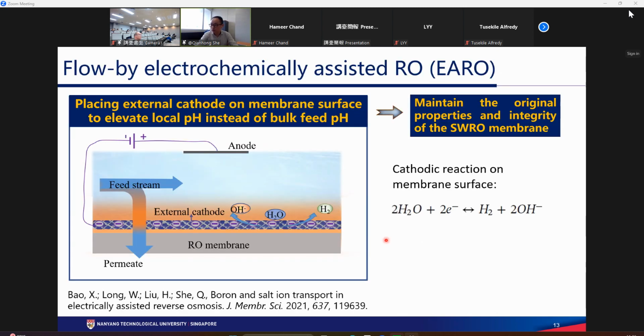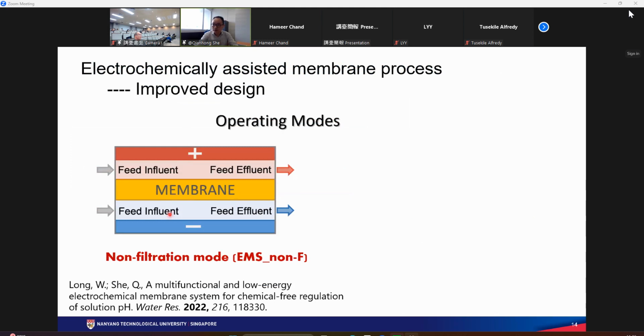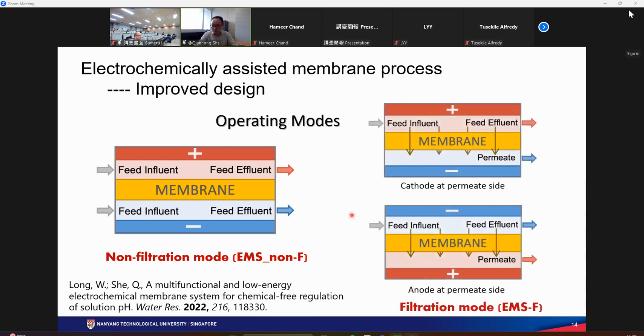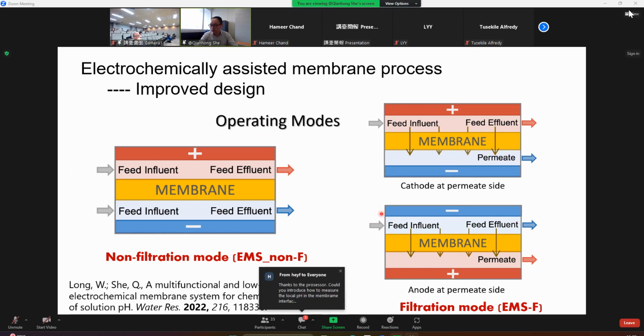So the question is, can we further improve the design? In this case, we designed another system. We just use a membrane to separate the cathodic stream and the anodic stream. This membrane acts as a barrier to separate these two streams. This membrane is a kind of filtration membrane, so you can also do filtration. You can integrate the membrane filtration with the electrochemical reaction. So this is actually a kind of flow-through electrochemical membrane system. You can operate this in non-filtration mode or in filtration mode, and potentially you can achieve the change of the pH.